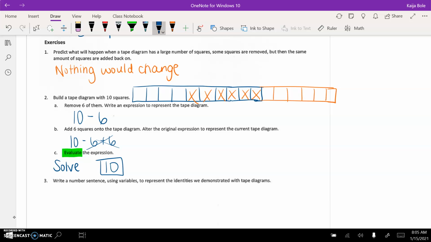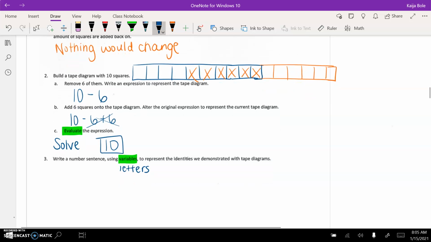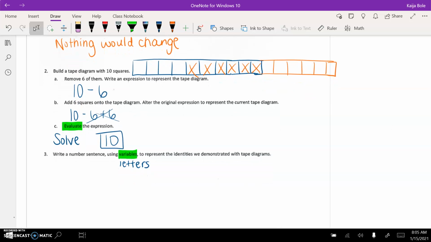Okay. Now, number 3 says to write a number sentence using variables. Remember, variables are letters to represent the identities we demonstrated with the tape diagrams. So just pick 2 letters. This would be like saying A minus B. But then I'm going to add that B back on, and this would equal A. Okay? So that's the first page.